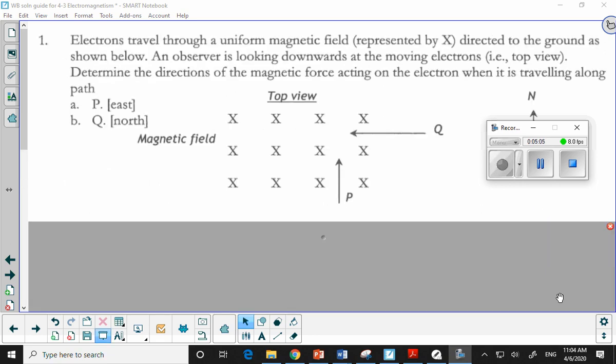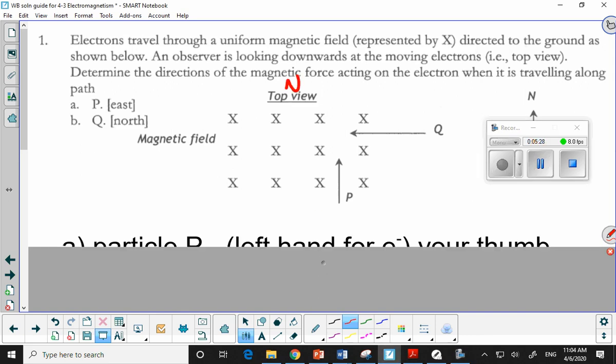So let's start to solve some of these problems. So question number 1, electrons travel through a uniform field represented by the X. So again, you remember our conventions for that. X means that it's going away from you. So in this case, we're going to call that into the page, or they're calling it directed into the ground. They show that north is up here. So I find it really helpful to actually put in north, south, east, and west, right around the area that you're dealing with.